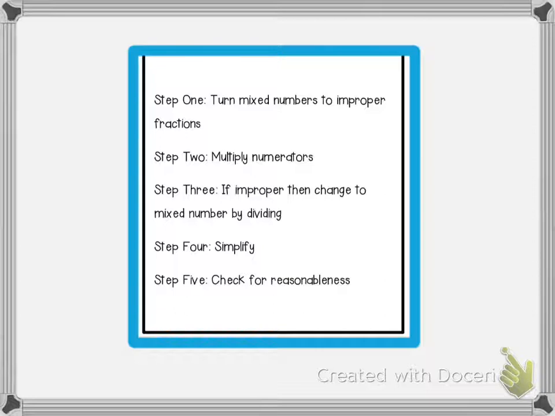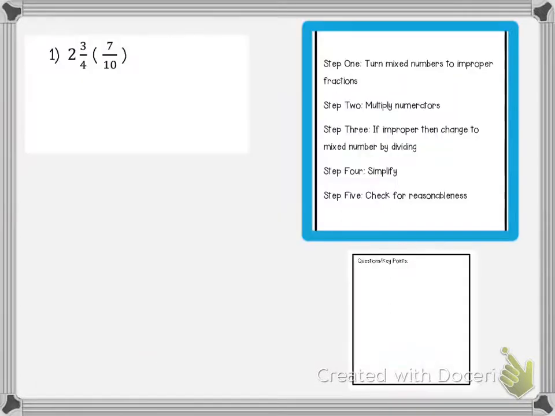These are your steps. You can press pause and write them down, and then press play when you have finished. I am going to multiply numerators and denominators straight across. Press play when you have finished.